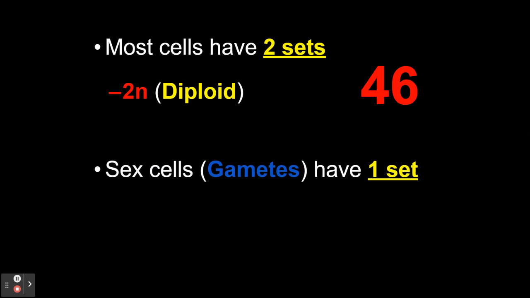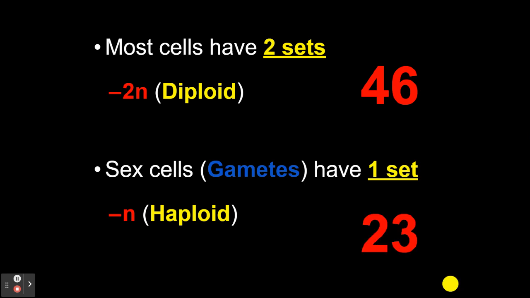Sex cells, so the egg cells or the sperm cells or gametes, those are the only ones that don't have the two sets. They only have the one set. So they are called haploid. So for humans, that's 23. And that's because the two haploids can come together in sexual reproduction to make a new diploid baby.